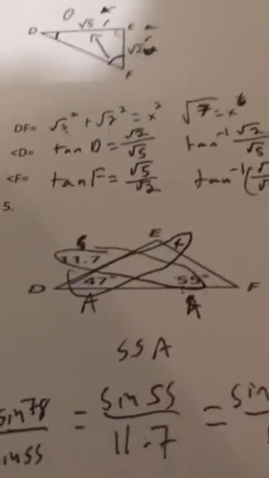Type that into my calculator. Sine of 78 times 11.7 divided by the sine of 55. Hit enter. I get 13.97 for side DF.